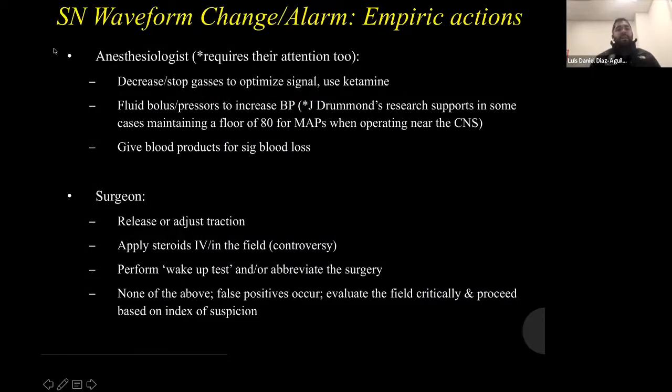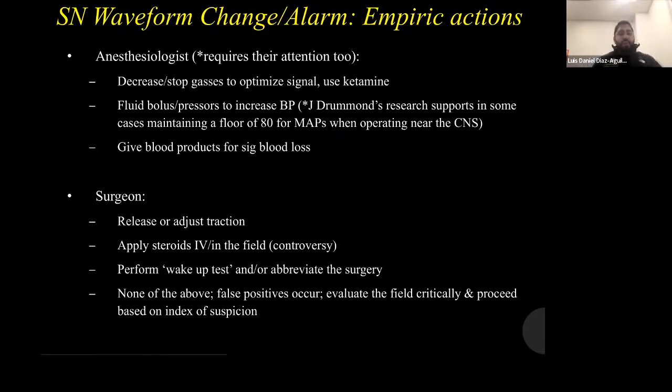As such, the response, at least with the anesthesiologist, is to decrease or stop gases, optimize signal, use ketamine, the addition of boluses, pressors to increase the pressure, ideally to a floor of 80 for MAPs. This is just relating to the perfusion pressure within the brain as well as within the spine to ensure that there are no ischemic changes, and then the addition of blood products for significant blood loss.